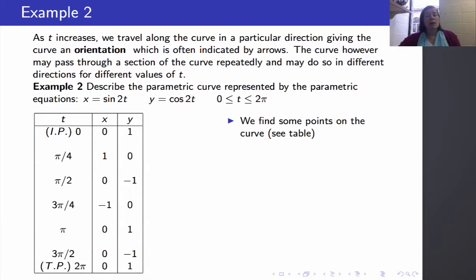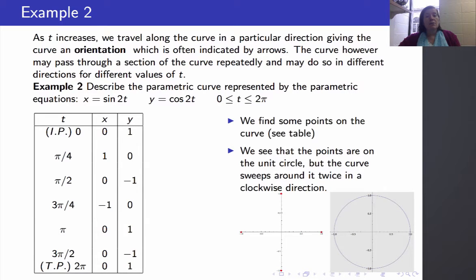When t is pi, sine 2t is 0, and cosine 2t is 1. So as t runs from 0 to pi, our path runs right around the unit circle from 0, 1 right back to 0, 1 again. And then as our t values run from pi to 2 pi, we move right around the circle again. And if we graph these points that we found, we see that the first one is 0, 1, then we get to 1, 0, 0, minus 1, minus 1, 0, and then they start to repeat.